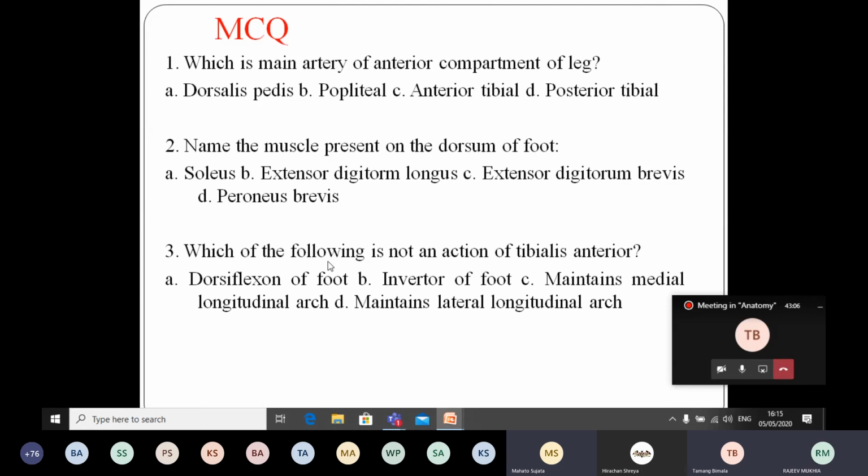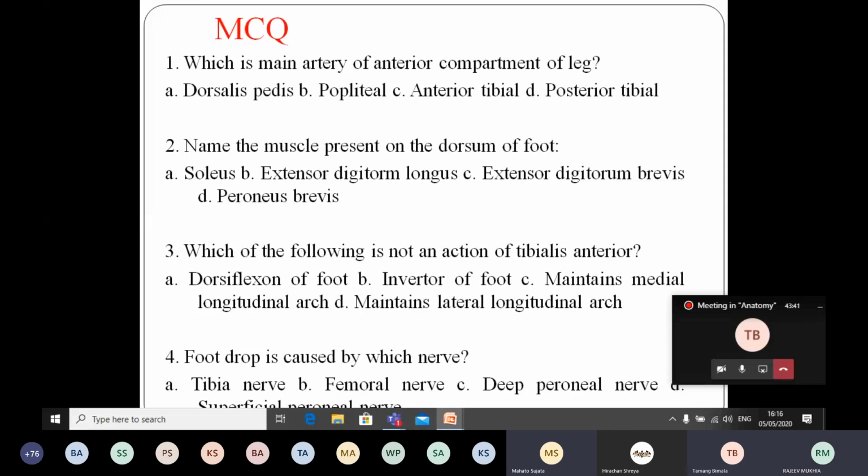The third MCQ is: which of the following is not an action of tibialis anterior? What are the actions of tibialis anterior? Dorsiflexion of the foot is an action of tibialis anterior. It is also an invertor of the foot, and it will also maintain the medial longitudinal arch. But it will not maintain the lateral longitudinal arch. So the answer is D. It will not maintain the lateral longitudinal arch.